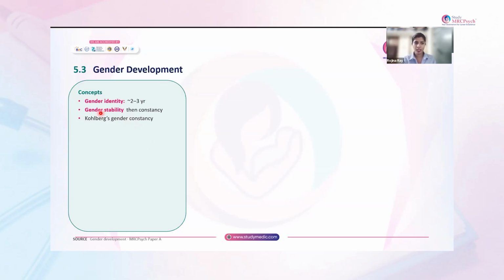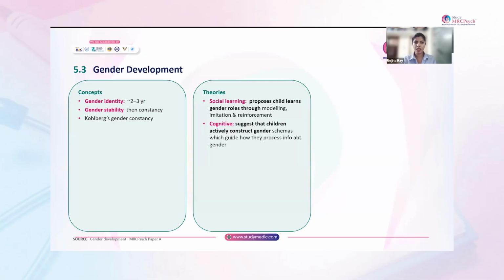And then there is the first thing in gender labeling, that is knowing one's own sex. The second is gender stability, that is realizing that the gender is lifelong. This happens around 4 to 5 years. Then comes gender constancy. Gender constancy is when the child realizes that the internal gender remains invariant despite superficial changes in appearance or despite wearing the opposite gender's clothes.